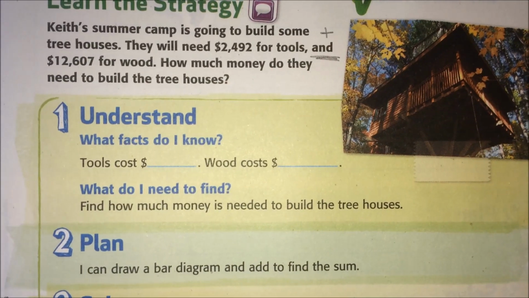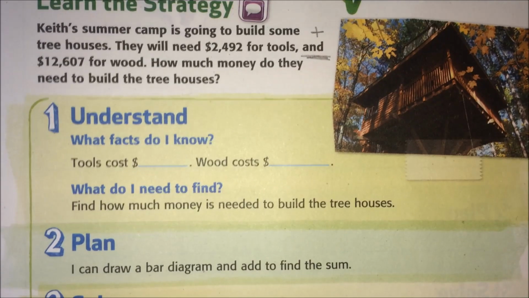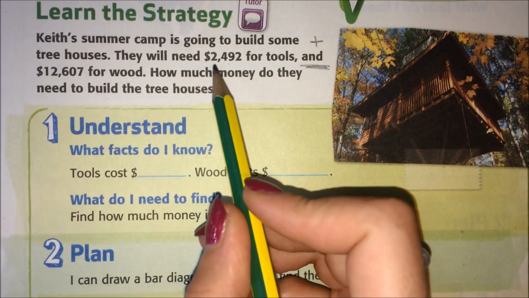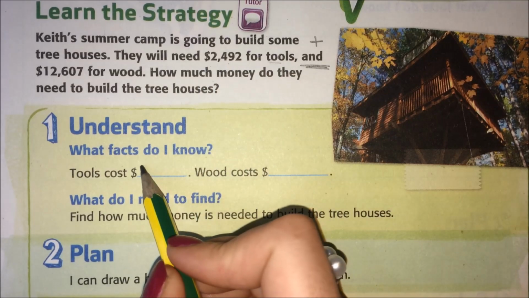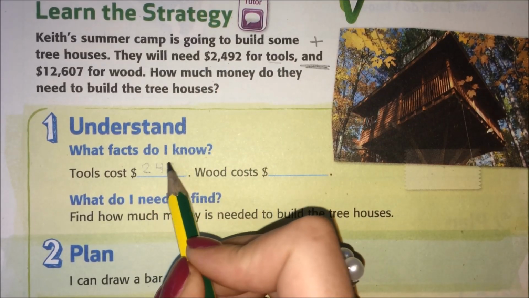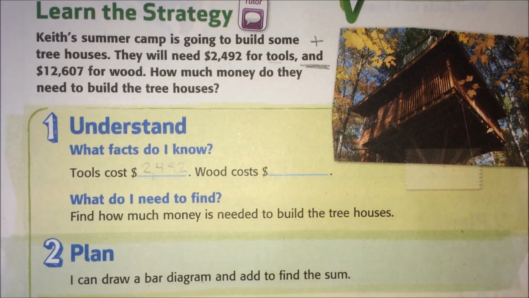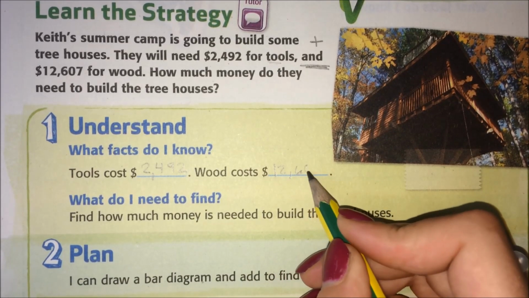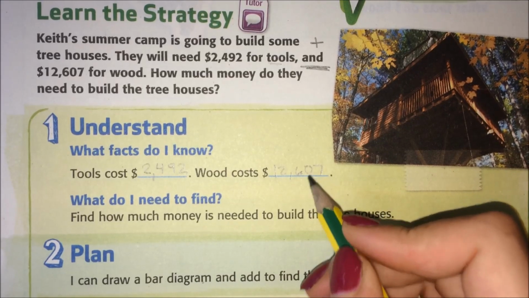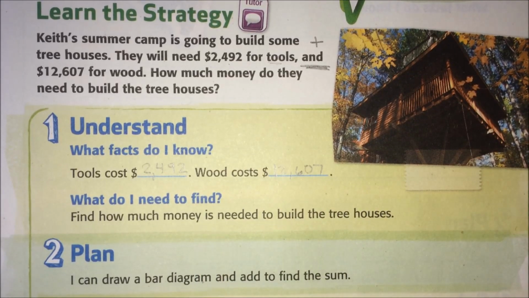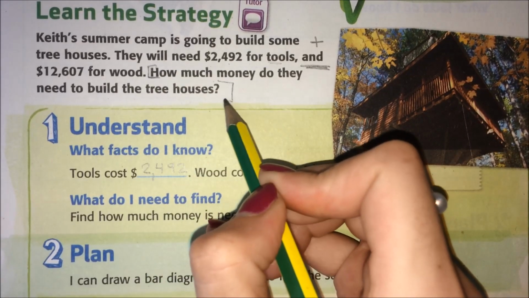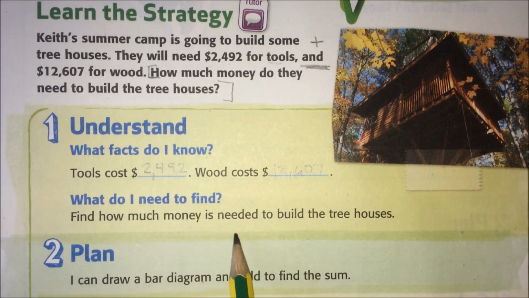Understand. What facts do I know? Well, I know that tools cost $2,492 and wood costs $12,607. What do I need to find? Here's where I look here. How much money is needed to build the tree houses?